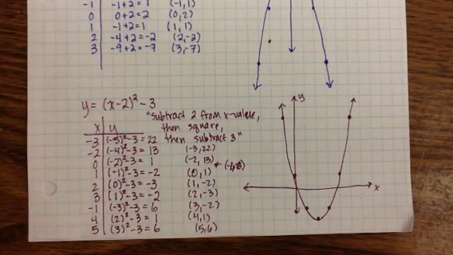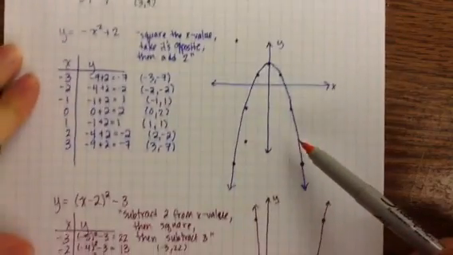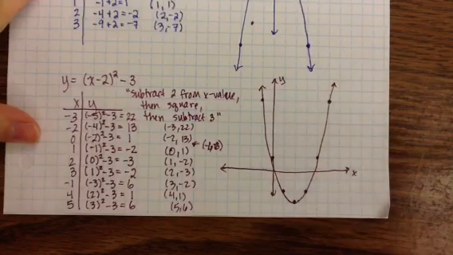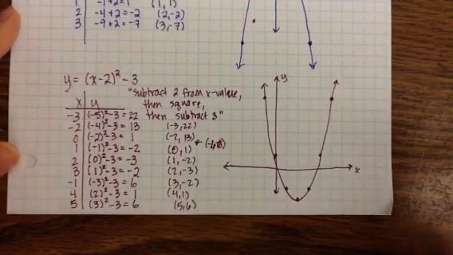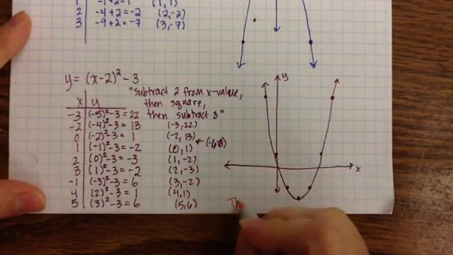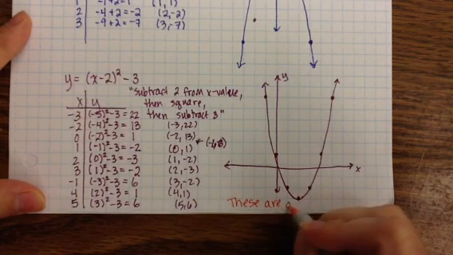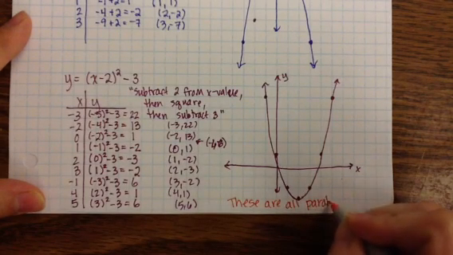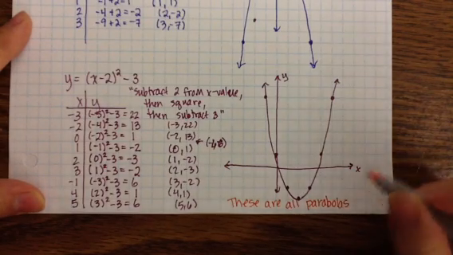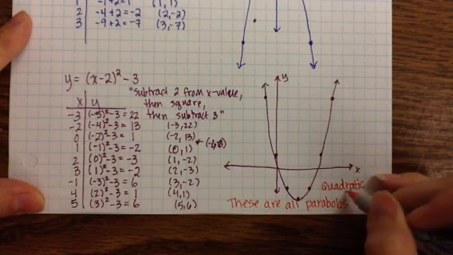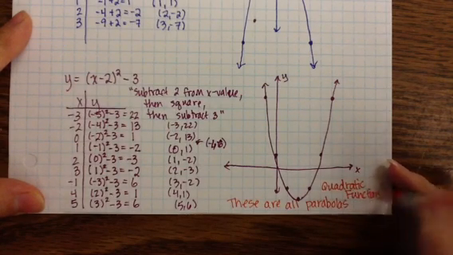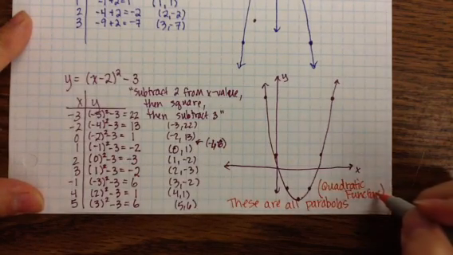Now you should notice that all of the functions that we've graphed so far have the same basic shape. We had our first graph, our second graph was upside down but still the same shape, and our third graph. All three of these graphs are in fact in the same family, and the name of the shapes we've been graphing are called parabolas. So these are all parabolas. And another name that we can call them is quadratic functions. So parabolas are quadratic functions, and this is what their graphs look like.